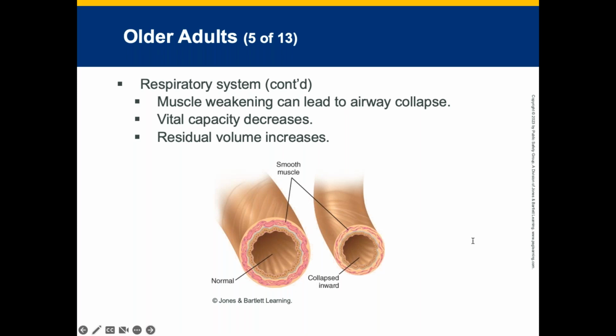So vital capacity also decreases and residual volume increases with age. Stagnant air remains in the alveoli and hampers gas exchange, which can produce hypercarbia and acidosis. How do we measure acidosis again? What can we utilize to measure acidosis? Other than doing a blood gas, which we can't do.